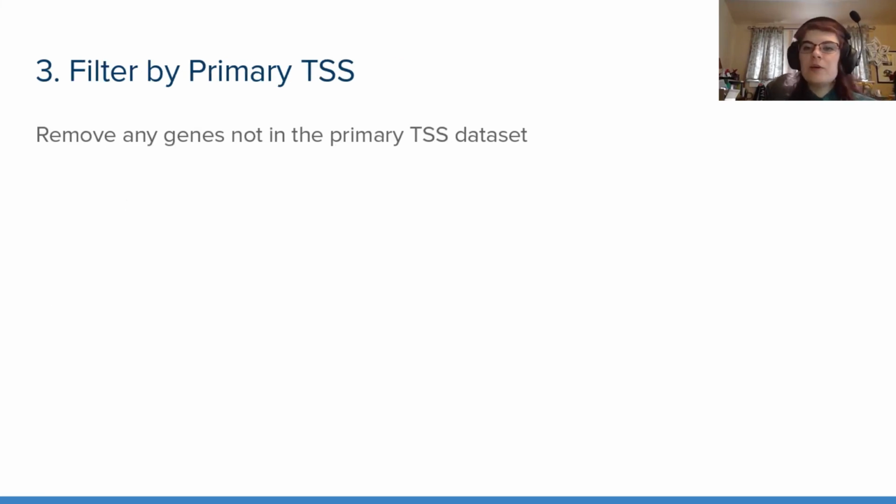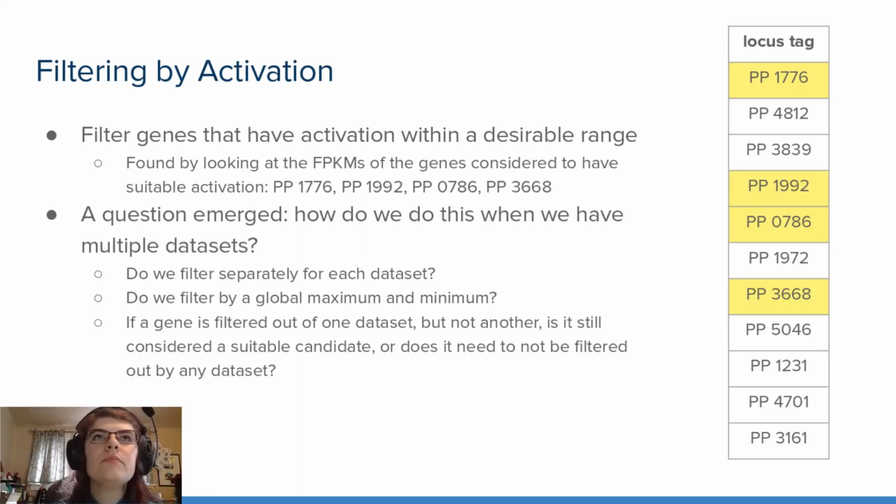The next thing we might want to do is filter by the primary TSS, removing any genes that are not in the primary TSS data set, because we know that those primary TSS genes are better candidates for CRISPR-A. The next thing is to filter by activation. We want to filter genes that have activation within the desirable range.